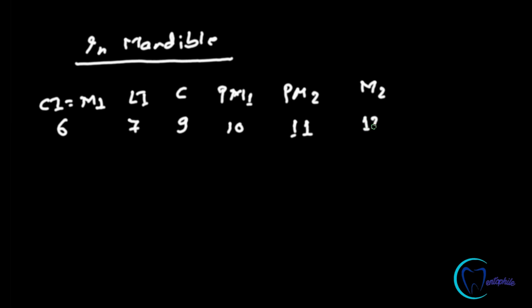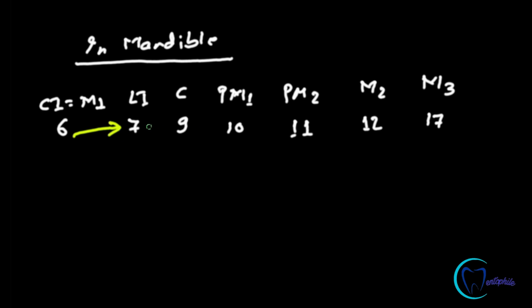So we can take 12 years. And finally the third molar at the age of 17 years. So the eruption sequence here will be 6 years for the central incisors and the first molar, then 7 years for the lateral incisors.